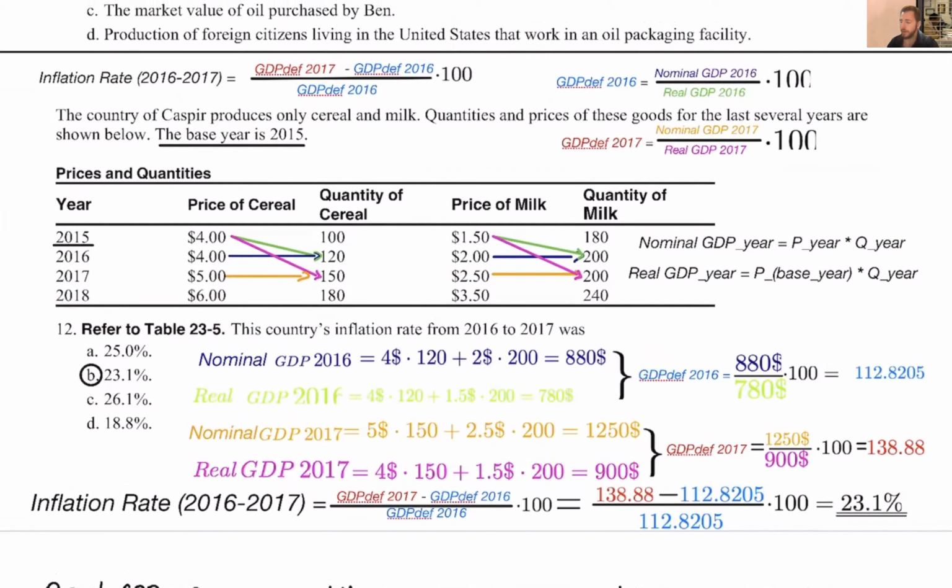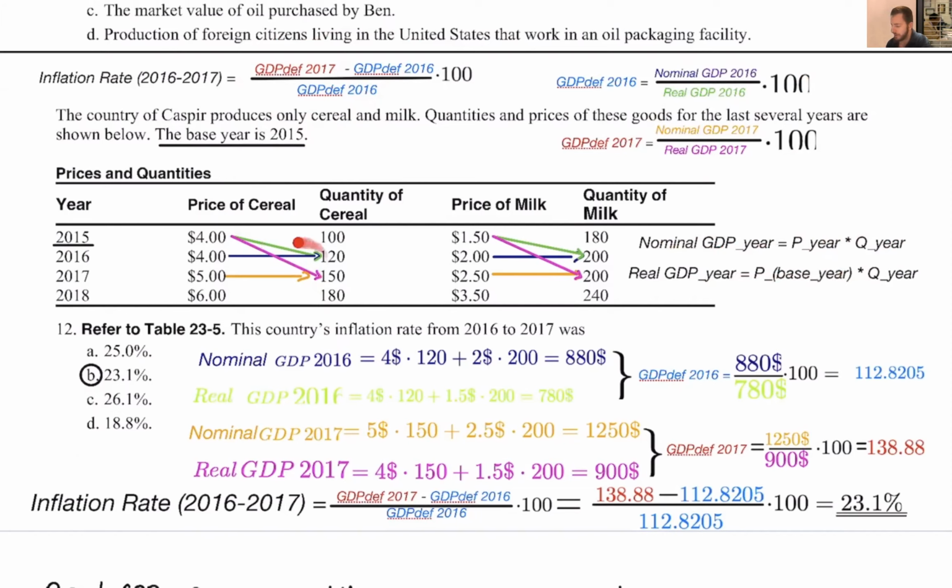You would start by saying, what's the inflation rate? The inflation rate is the GDP deflator minus the GDP deflator in the year before, divided by that, times 100. Then you ask, what's the GDP deflator? In 2016, it's nominal divided by real times 100, like we used in the first question. And for 2017, it's the same. So then you ask, what's the nominal and real GDP? Nominal is price of the year times quantity of the year, and real GDP is price of the base year times quantity of the year.